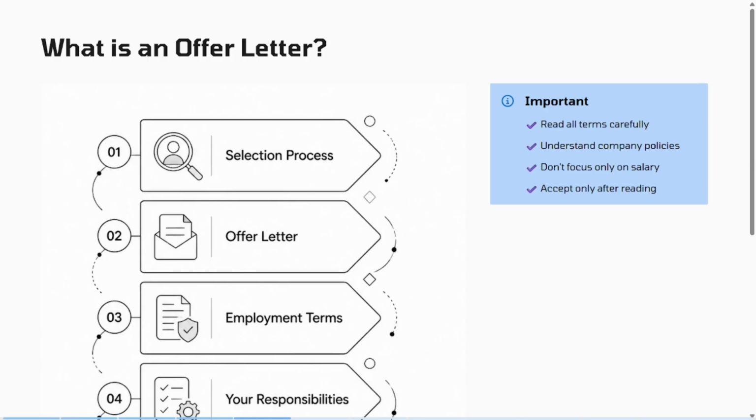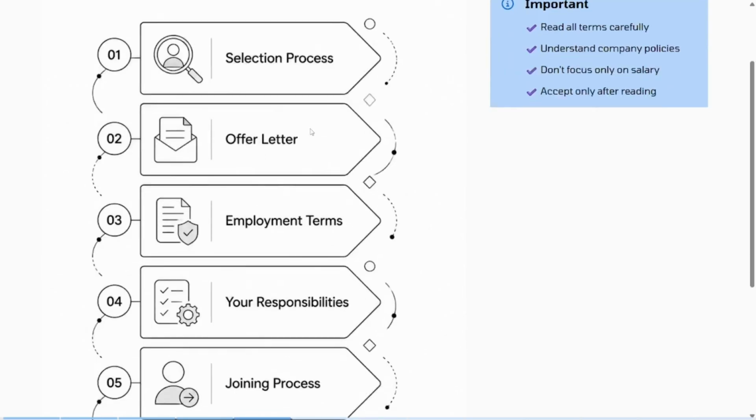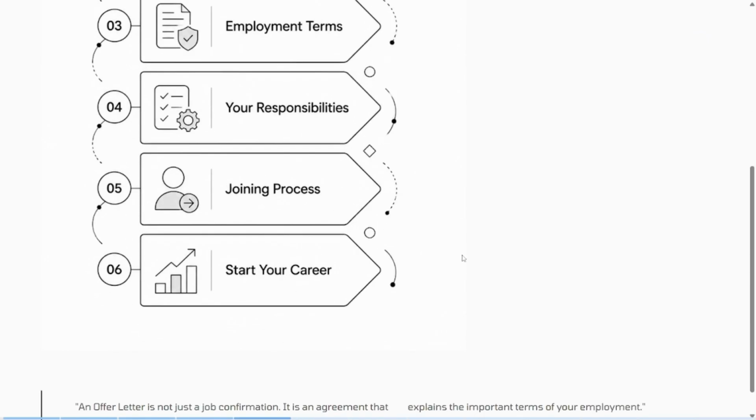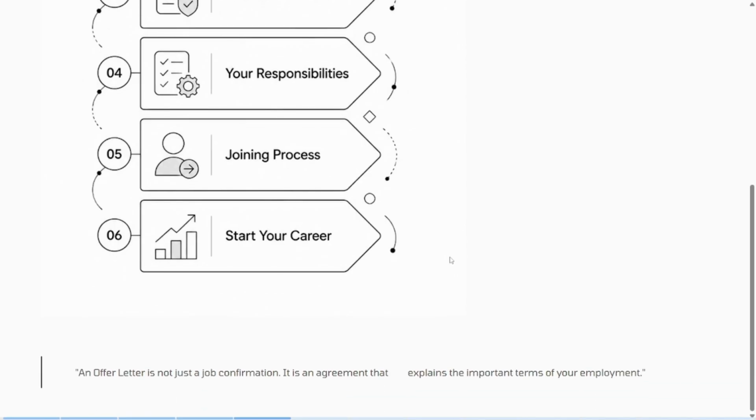Many students make one common mistake. They open the offer letter immediately, go to the salary page, check the package, and then click accept. But later they realize there were important conditions they never read. My advice is simple: before accepting any offer letter, not just Infosys but any company, take some time to read the important sections. You don't need to understand every legal word, but you should understand the major points that affect your job. That's exactly why I am making this video, to explain those important points in a simple way.